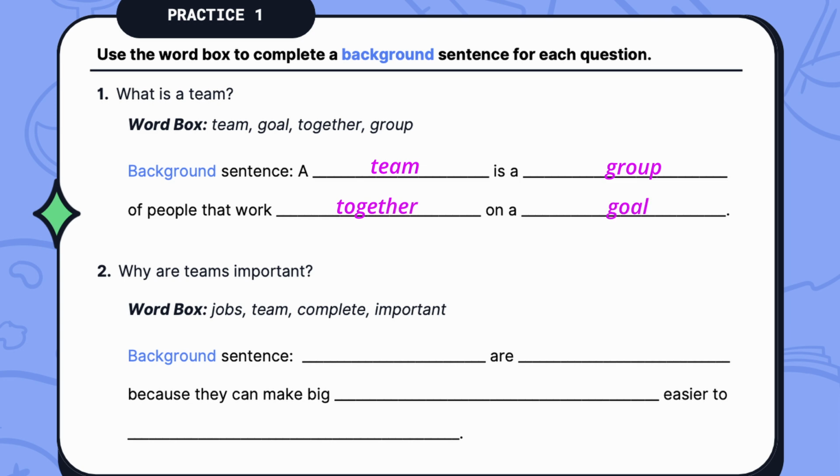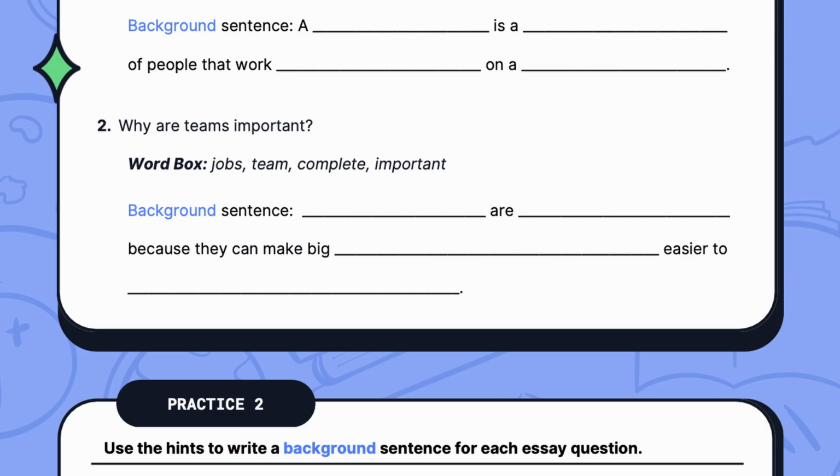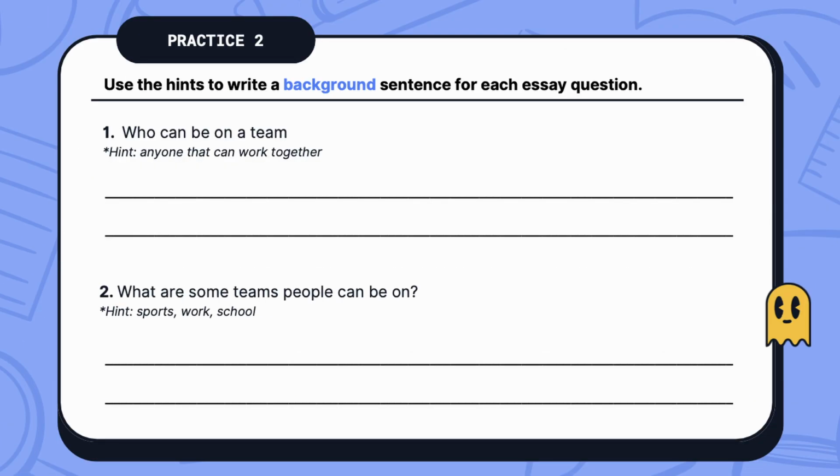Question number 2. Why are teams important? Your word box is jobs, team, complete, and important. Your background sentence is, blank are blank because they can make big blank easier to blank. Did you figure it out? That's right. It's teams are important because they can make big jobs easier to complete. Let's go on to practice number 2. Use the hints to write a background sentence for each essay question.